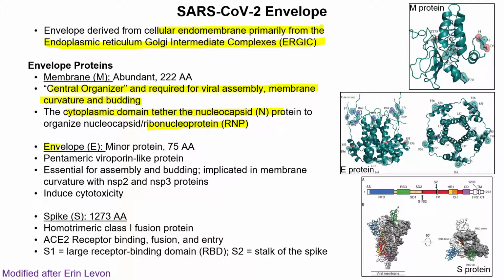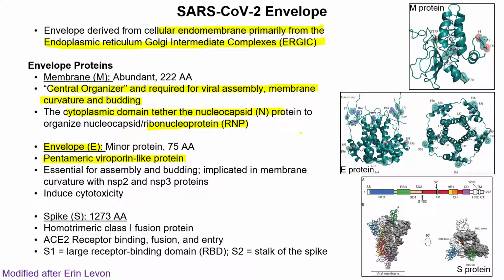Next is the envelope protein, which is just 75 amino acids. So it's a very small protein. But it's a pentameric viroporin-like protein. You know that an aquaporin is an aqueous channel. You can see that the side structure of the E protein is like that. But if you look from the top, you have 1, 2, 3, 4, 5. You have a pentamer of these proteins. So you can see that it makes a kind of channel through the membrane.